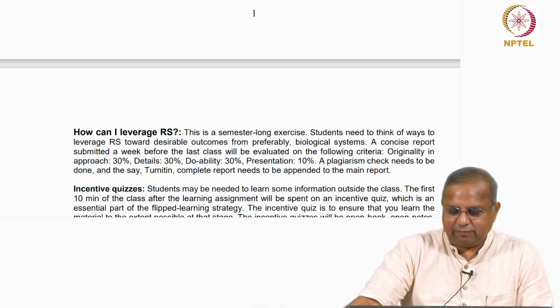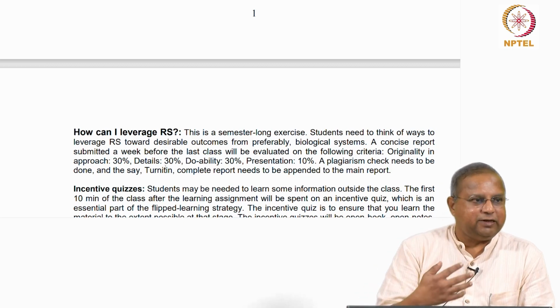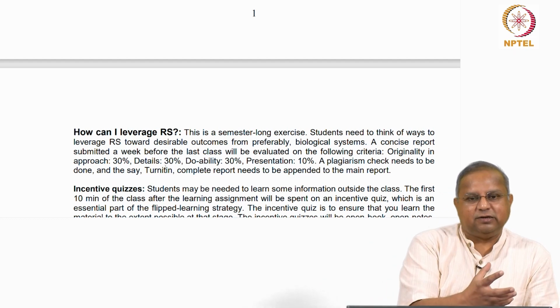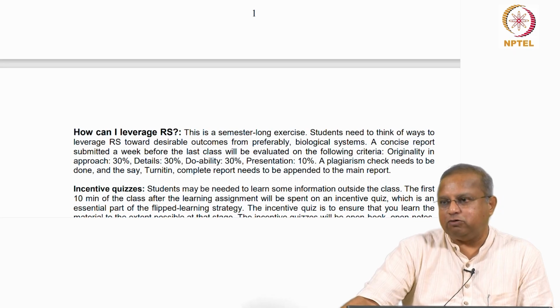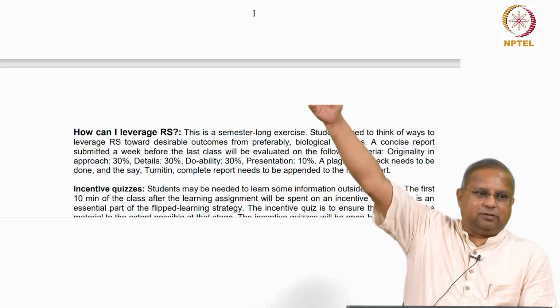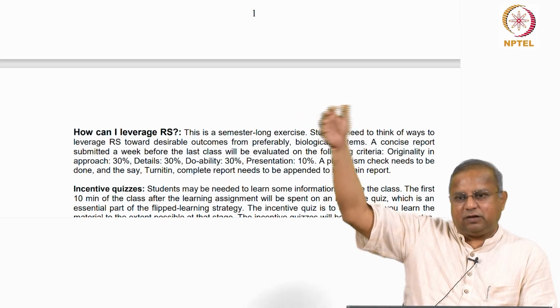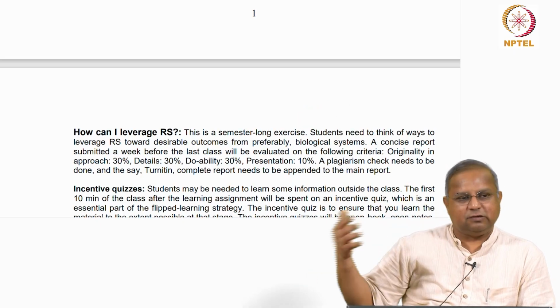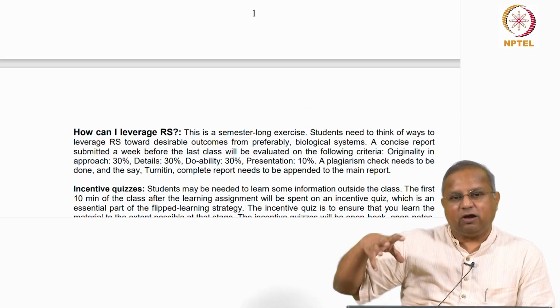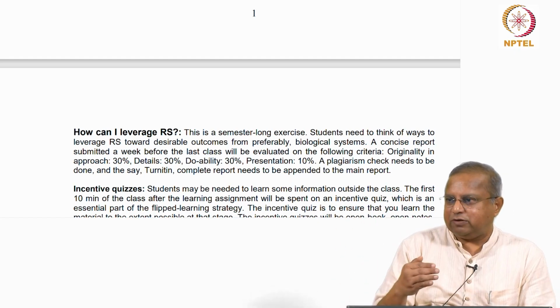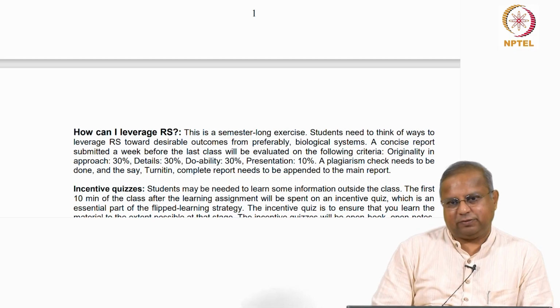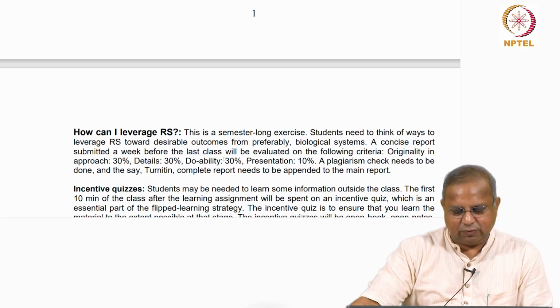A concise report submitted a week before the last class will be evaluated on the following criteria. Originality in approach is 30%, because there is a lot of originality there. Details, how much detail you give so that it can be translated as easily as possible, that is 30%. Doability, how doable it is. Is it 50 years, is it possible 50 years down the line, is it possible tomorrow, is it possible 5 years down the line, or how much of detail are you giving? The actual time could vary. How much of detail are you giving so that the doability is apparent? Okay. That is what will count for this.